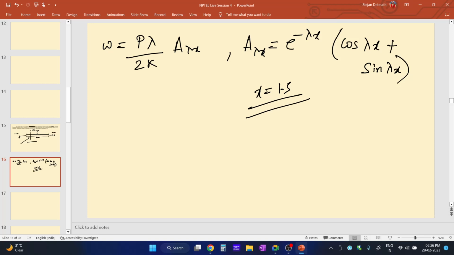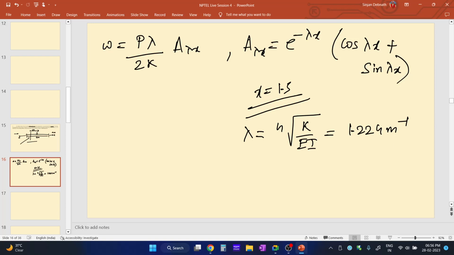If we use this, first let me find out lambda. You know the value of lambda: lambda is the fourth root of k by EI. Since the values of EI and k are the same as in the previous question, lambda will be equal to 1.224 per meter. This is the value of lambda.